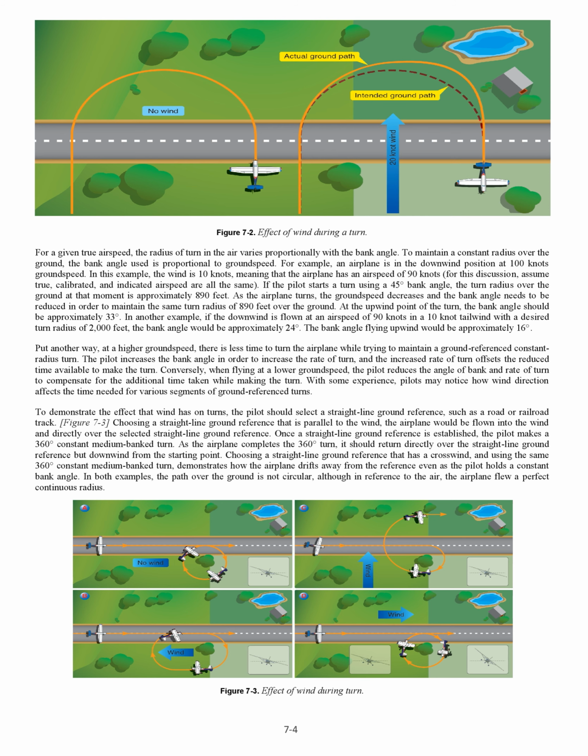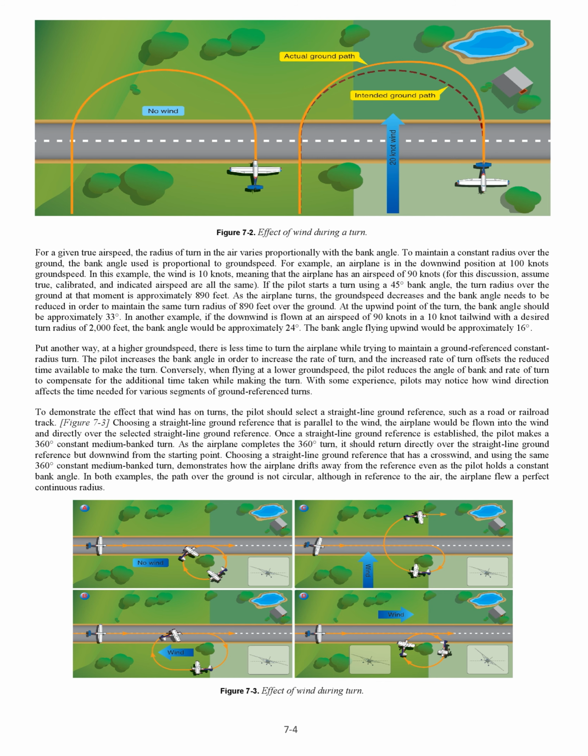For example, an airplane is in the downwind position at 100 knots ground speed. In this example, the wind is 10 knots, meaning that the airplane has an airspeed of 90 knots. For this discussion, assume true, calibrated, and indicated airspeed are all the same. If the pilot starts a turn using a 45 degrees bank angle, the turn radius over the ground at that moment is approximately 890 feet. As the airplane turns, the ground speed decreases and the bank angle needs to be reduced in order to maintain the same turn radius of 890 feet over the ground. At the upwind point of the turn, the bank angle should be approximately 33 degrees.